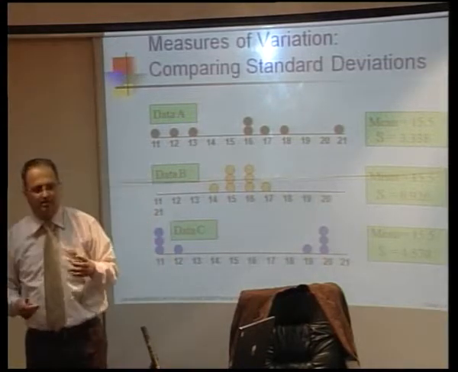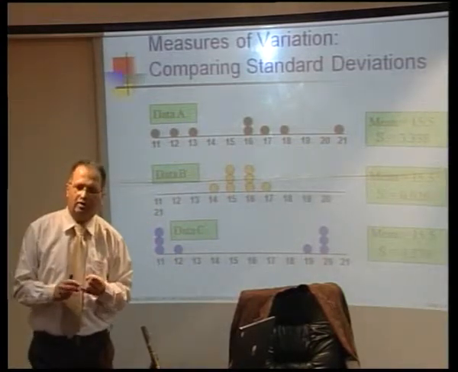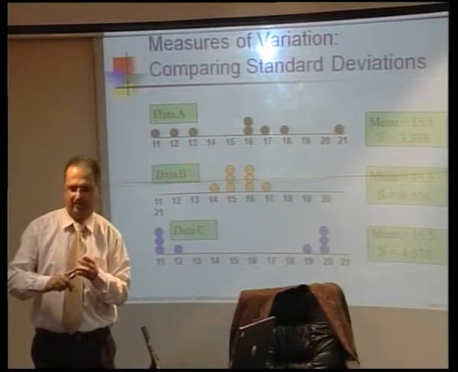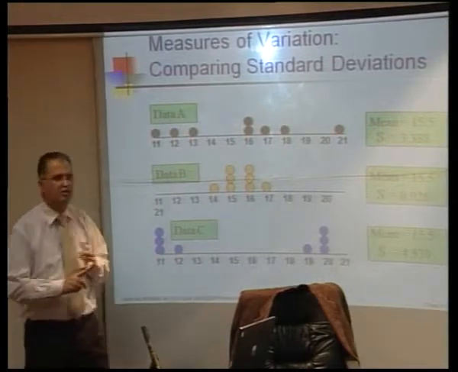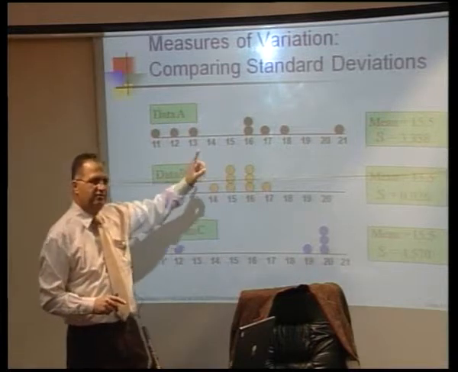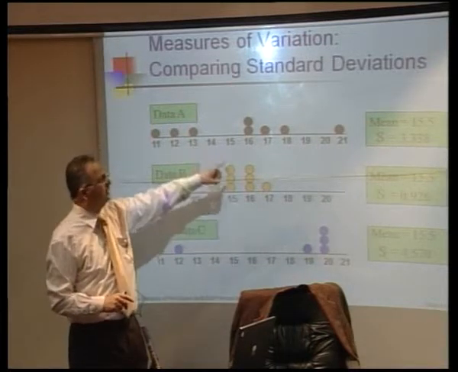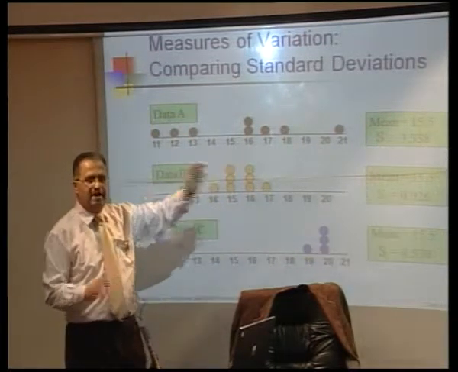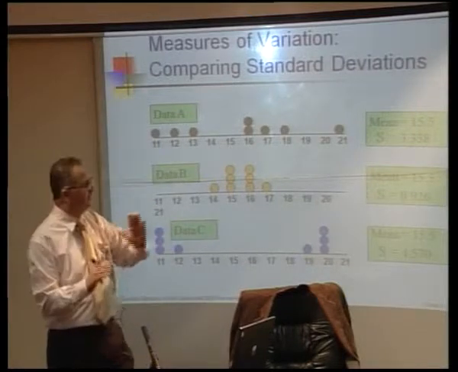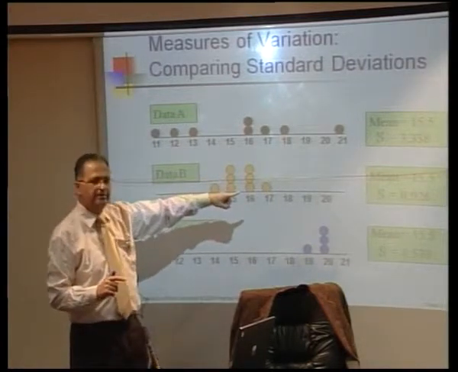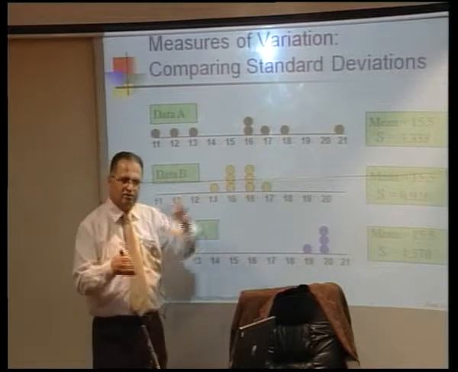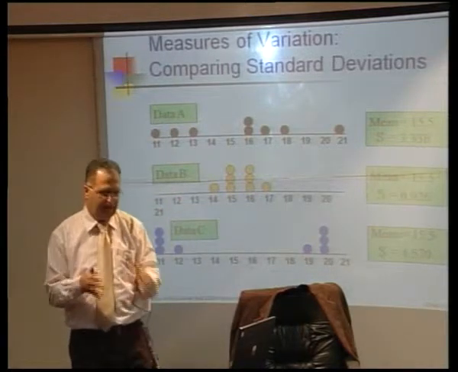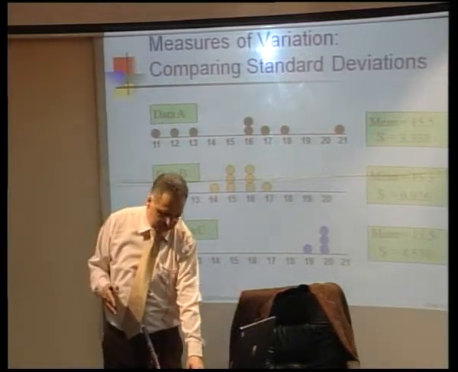So in general, in statistics, we report both the mean and the variance, or the standard deviation actually. You have to say that the mean is 15.5 with standard deviation 3.3. Another data set has the same mean but a different standard deviation. So in this case, we can tell which one has more spread.